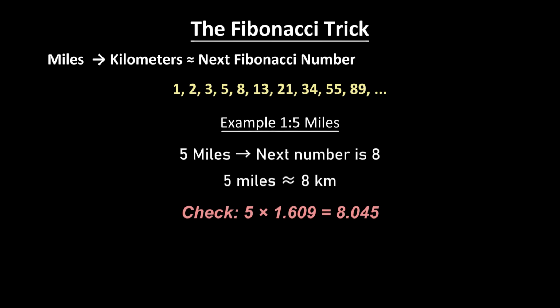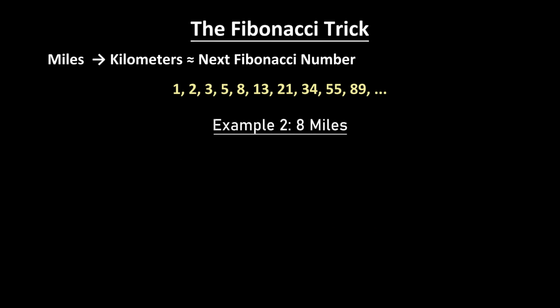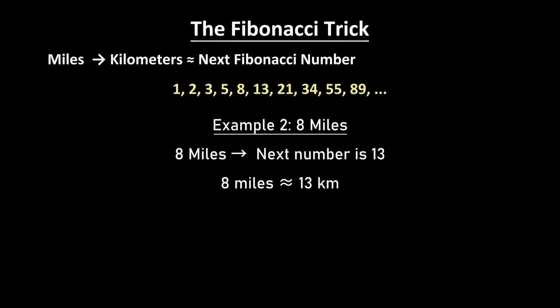What if you have 8 miles? Find 8 in the sequence. The next number is 13. So 8 miles is roughly 13 kilometers. The actual value is 12.872. Again, the Fibonacci number 13 is a fantastic mental estimate.